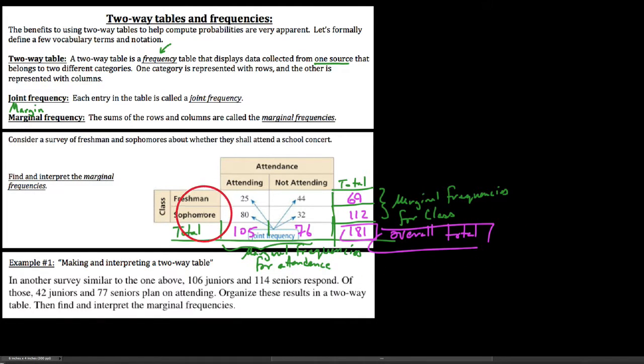In terms of interpreting our marginal frequencies, if we were to interpret this 69 here, we'd ask, what does this 69 really represent? Essentially, since it's the sum of our freshman row, this would be our total number of freshmen.